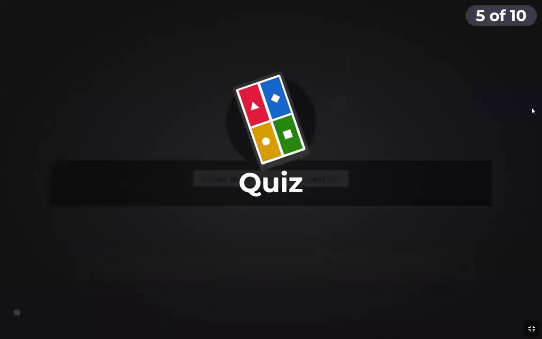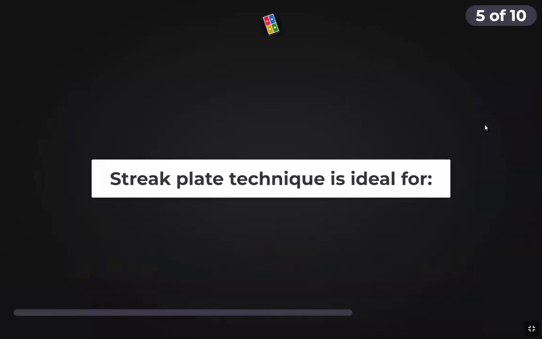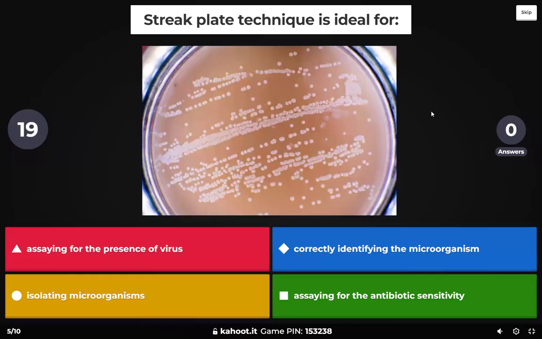I know it's just review and you may not have reviewed for it, and that's fine. This is just participation, so if you're not getting them right, that's okay. That's why we review. All right, streak plate technique. What do we use it for?